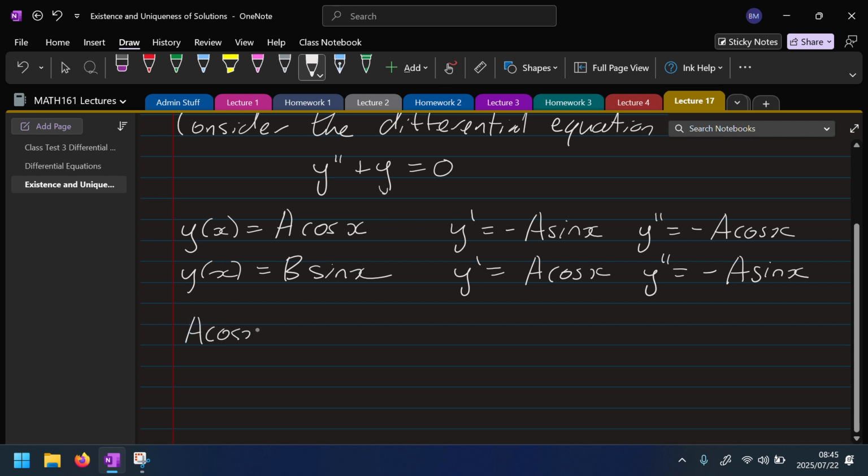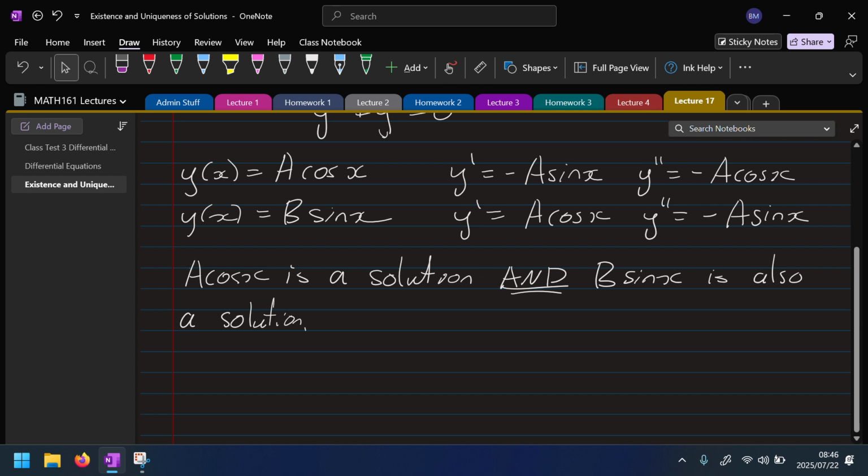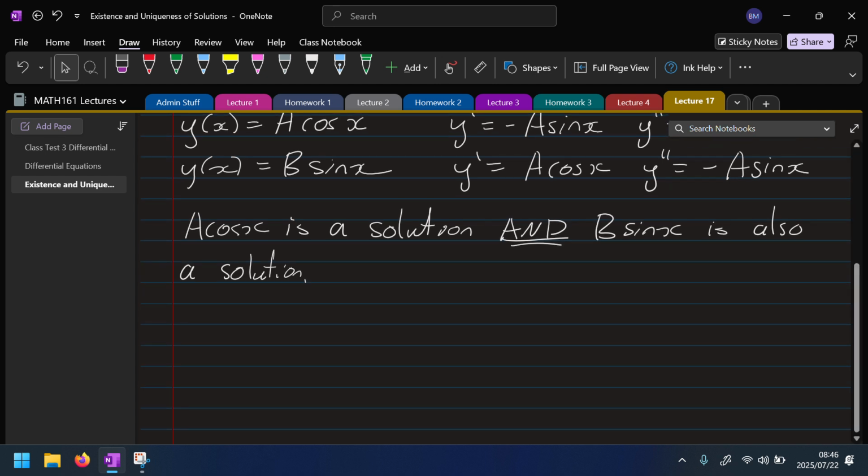So a cos x is a solution. And b sine x is also a solution. Okay. So we have two different solutions for this differential equation. Now, what's interesting is since this is a linear differential equation, if we have two solutions, the sum of them is also a solution.